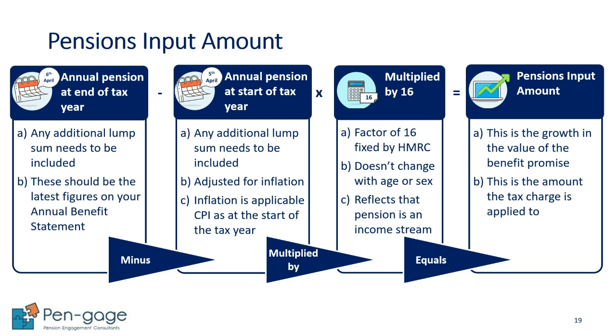Pension input amounts can fluctuate quite a lot. So when you look at your statement, you might see some years it says 0, some years it's quite a high amount, some years it's quite a low amount. Where it says 0, it doesn't mean the pension is worth 0. It doesn't mean anything's been taken away from your pension. What it means is that the growth in your pension in that year was not as high as inflation.